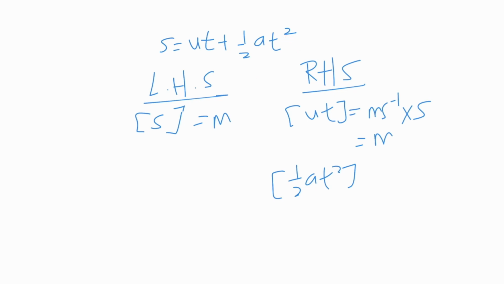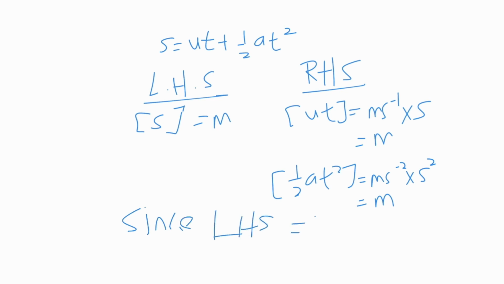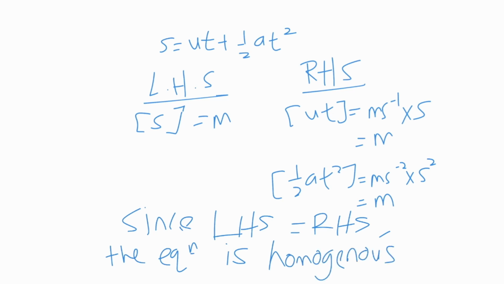When you treat 1/2 at^2 separately, does the half have a unit? No. It's a constant. Ignore it. You only write their units. For a, what's the unit? Meter per second squared. And what's the unit for time? Second squared. So you end up with meter. So are all these base units the same? Yes. So you would say, since the left hand side is equal to the right hand side, the equation is homogeneous. That's how you would write your conclusion.